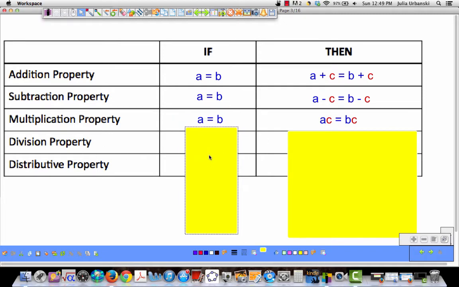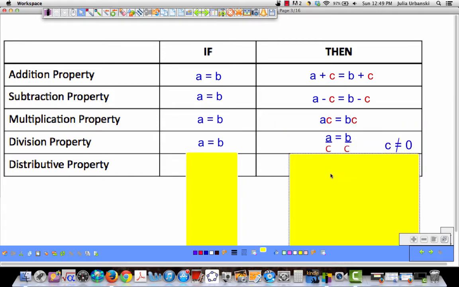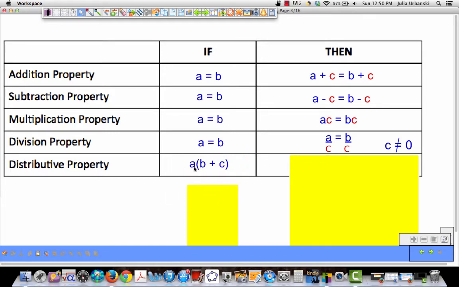And likewise the division property. A equals B, if that's true to begin with, then you're allowed to divide both sides by C. A divided by C equals B divided by C, as long as C does not equal 0, because that would make it undefined for a fraction. The distributive property, you will recognize this one for sure. A times parentheses B plus C. You're allowed to take that A and multiply it by everything inside the parentheses, so it looks like A times B plus A times C. The A gets multiplied by everything that was on the inside. Okay, pause if you need to and go back and fill these boxes in.